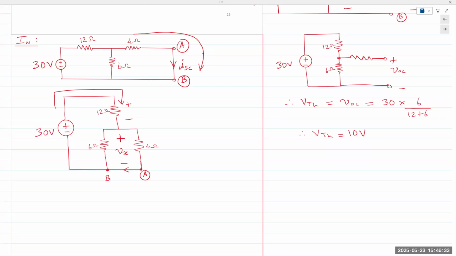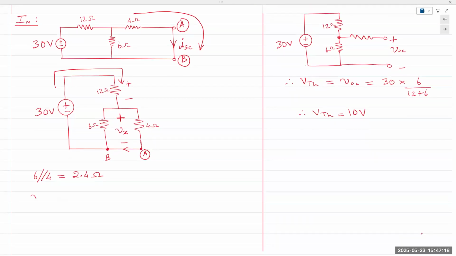So two options. I can combine 6 and 4 together, find the voltage Vx. Or I could find total current coming from the source and apply current division. Let's just do voltage first. Six and 4 in parallel will give me a resistor of 6 times 4 is 24 divided by 6 plus 4 is 10. So 2.4 ohms. So 6 and 4 in parallel is 2.4 ohms.